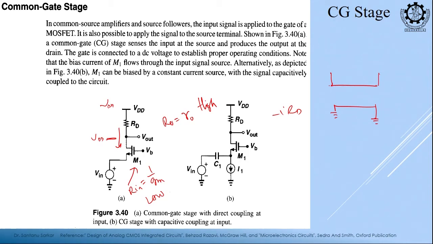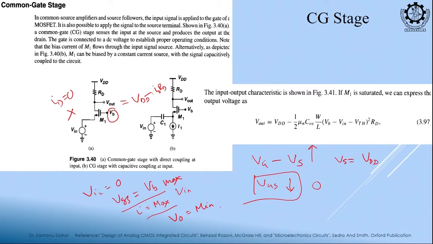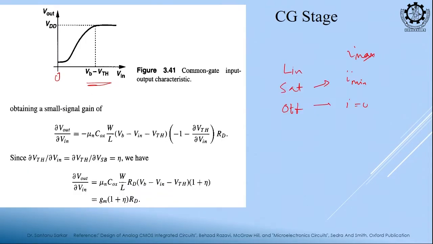So, the input and output match the requirement of a current amplifier, or you can use that as an intermediate block of a gain stage. Okay. And what is my gain expression? AV is equal to GMRD.